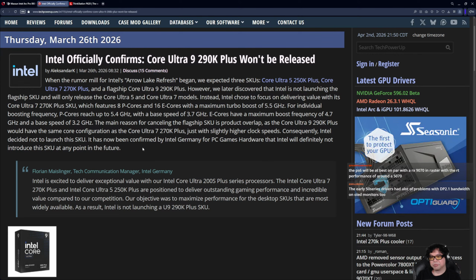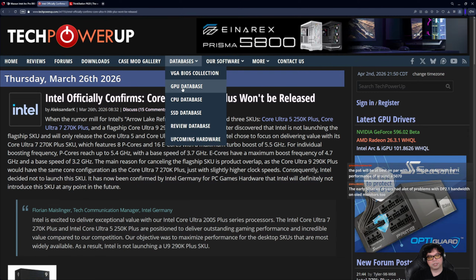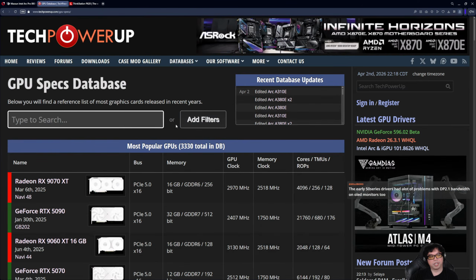The PS6 will be at best on par with RX 9070. You know, that's actually an interesting statement. I have not looked into PS6 in a while, but we can already estimate the performance. So, hold on, let me do something here.